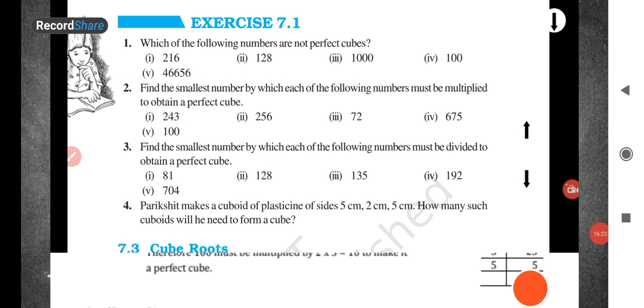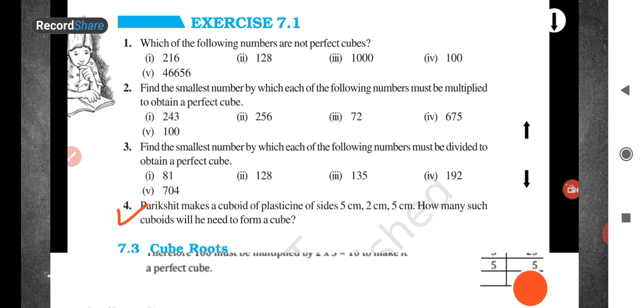Question number 4 is given. Parikshit makes a cuboid of plasticine of sides 5 cm, 2 cm and 5 cm. So how many such cuboids will be needed to form a cube? So I will read the question again. Parikshit makes a cuboid of plasticine of sides 5 cm, 2 cm and again 5 cm. So how many such cuboids will he need to make a cube?